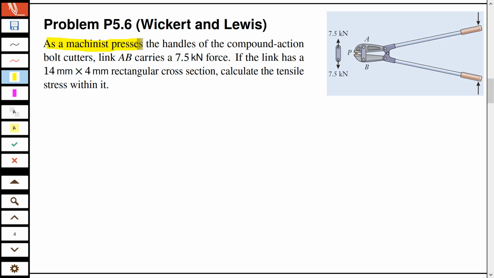As a machinist presses the handles of the compound action bolt cutters, link AB, from here to here, carries a force of 7.5 kilonewtons. You can write this force, 7.5 kilonewtons. If the link has a rectangular cross section of these dimensions, 14 millimeters by 14 millimeters, that will give you an area. What will be the area? Cross section, 14 times 14, millimeter squared. You should not worry about that. The conversion can be done later on.